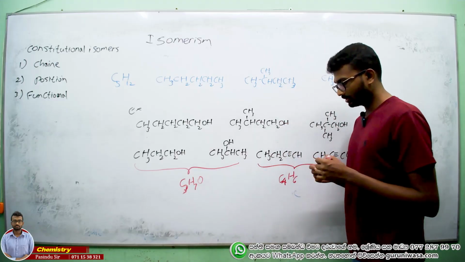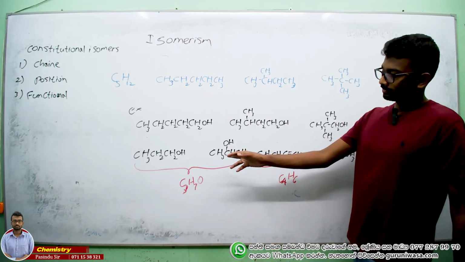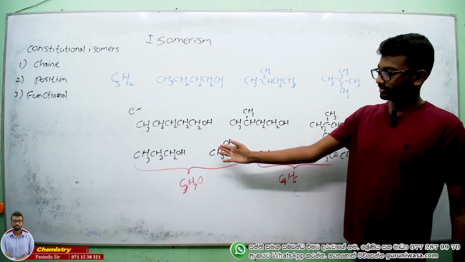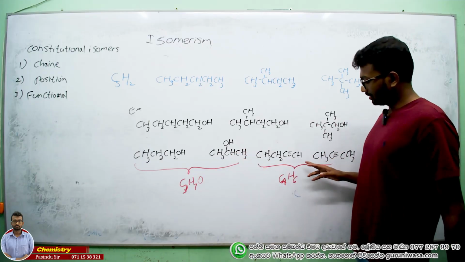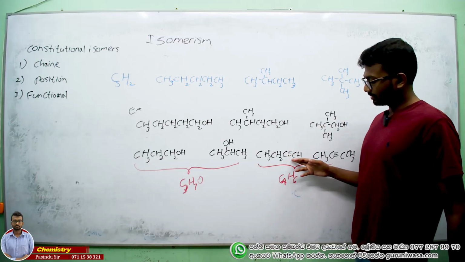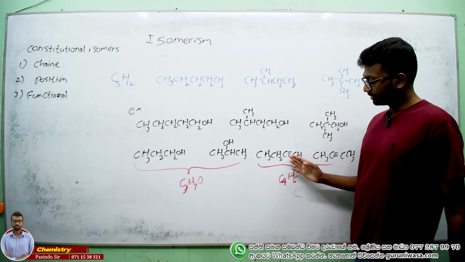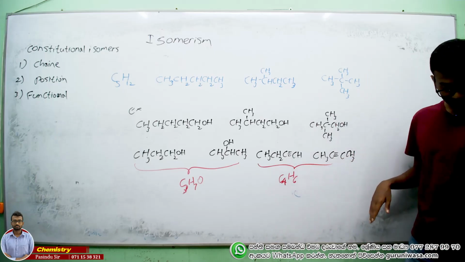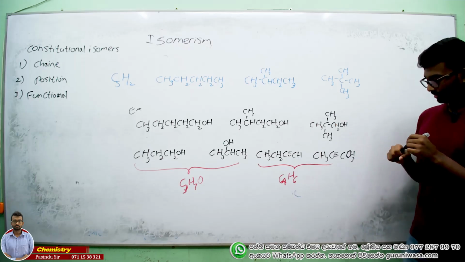Look at the difference, right? Even if you name it, just name it by yourself. What is the difference? The OH group is changing, right? In the first one it's at the end, but here it's in the middle. In this molecule, the triple bond is at the first position. Then this one, it goes to the second position, right?